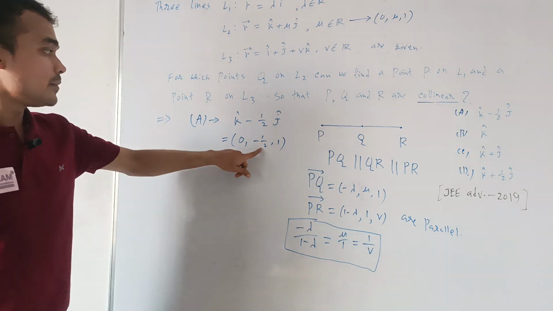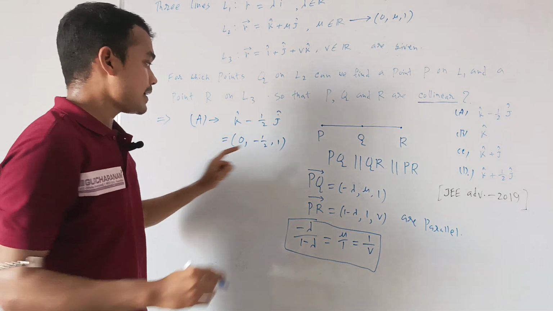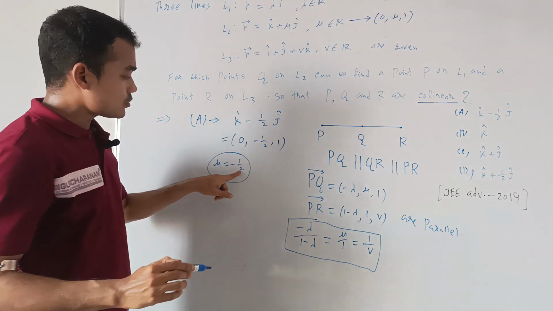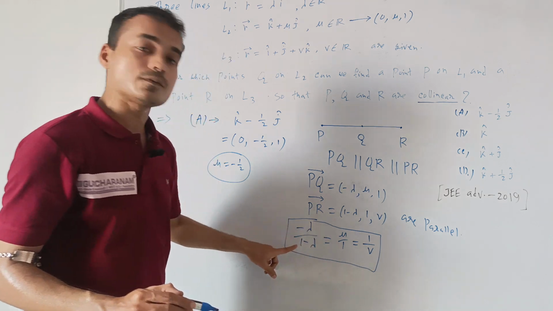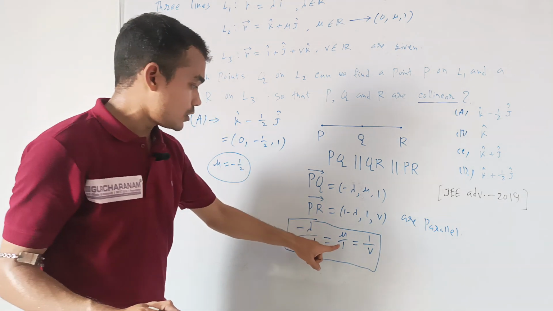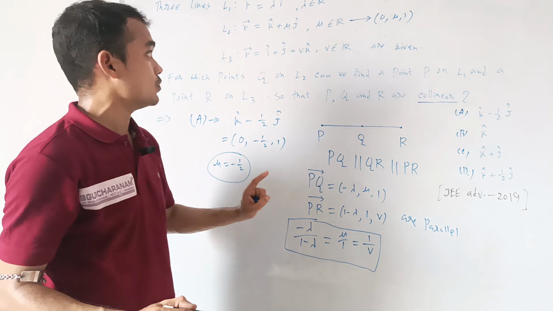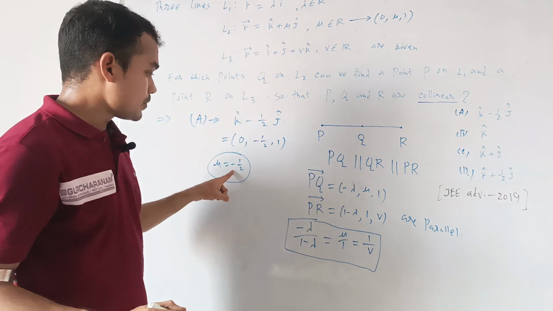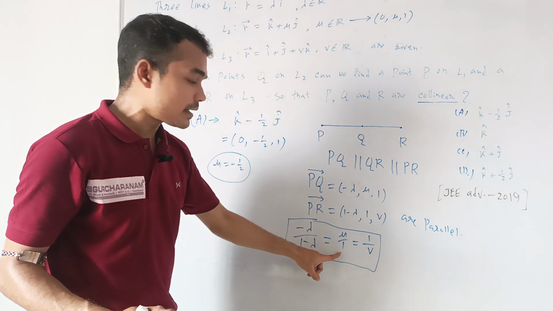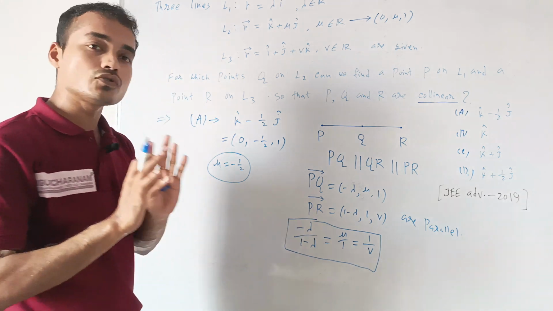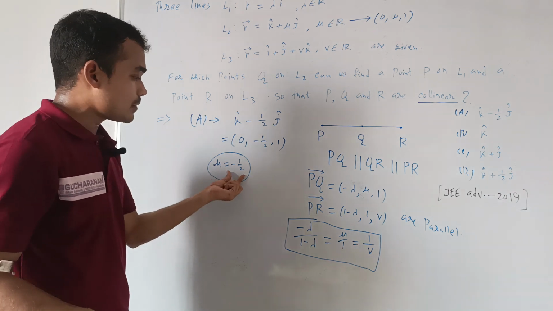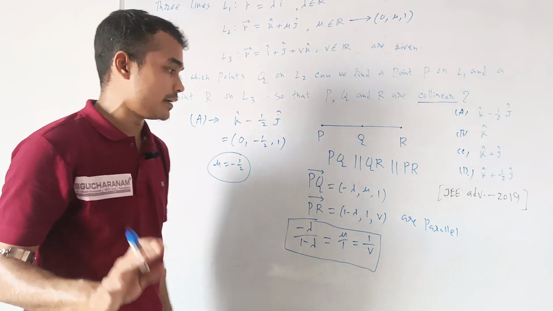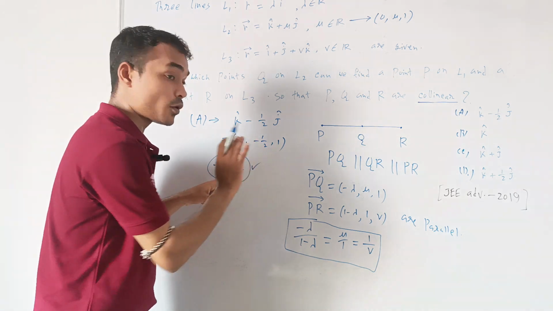So here mu value is minus half. If we put mu equal to minus half, does this equation satisfy or not? If we put mu equal to minus half, we get v equal to minus 2, and the question says that v belongs to R. So it satisfies. And if we put mu equal to minus half, we also get real values of lambda. That means no issue. Lambda and v are defined, so this case is possible.